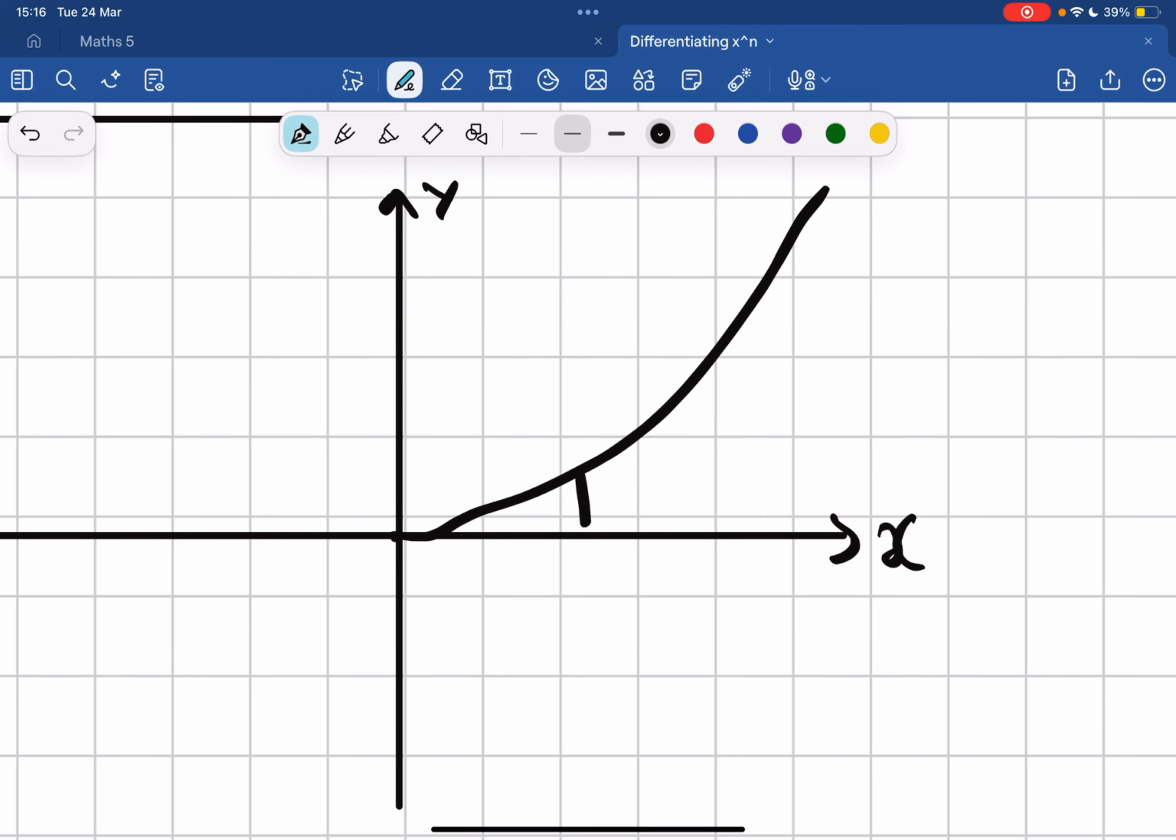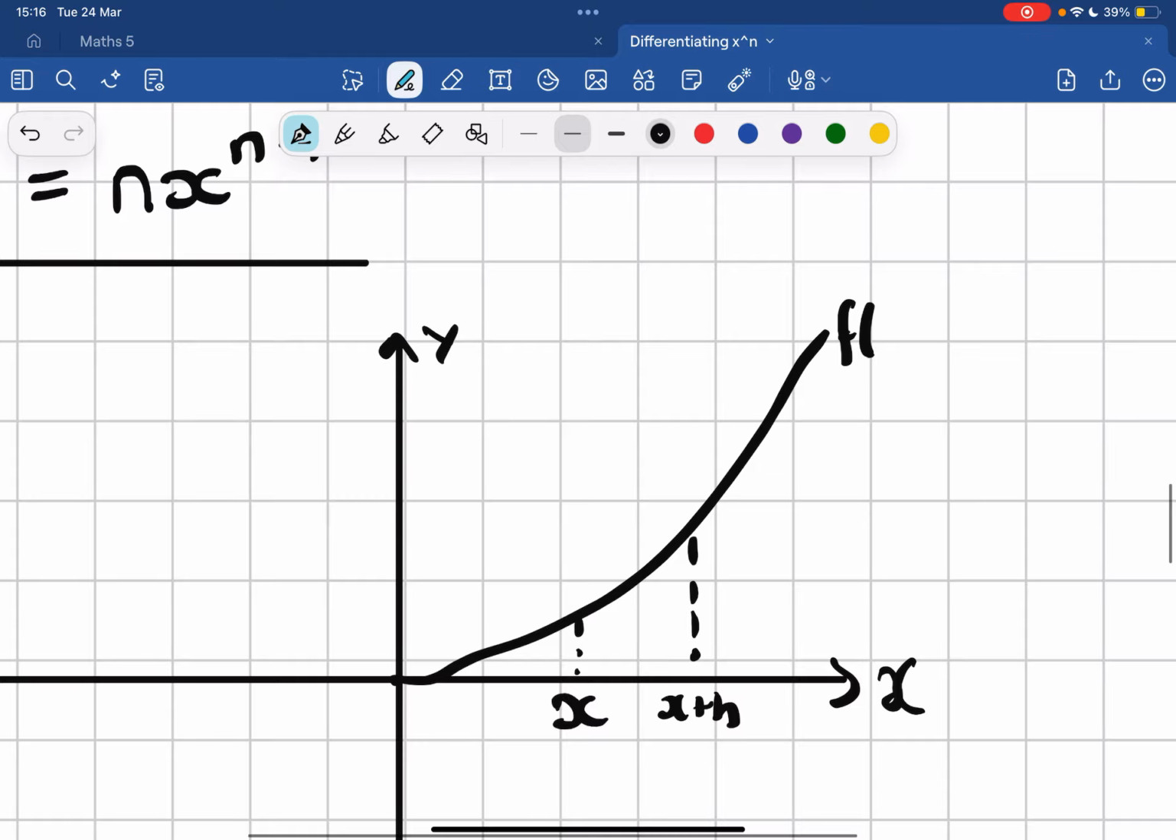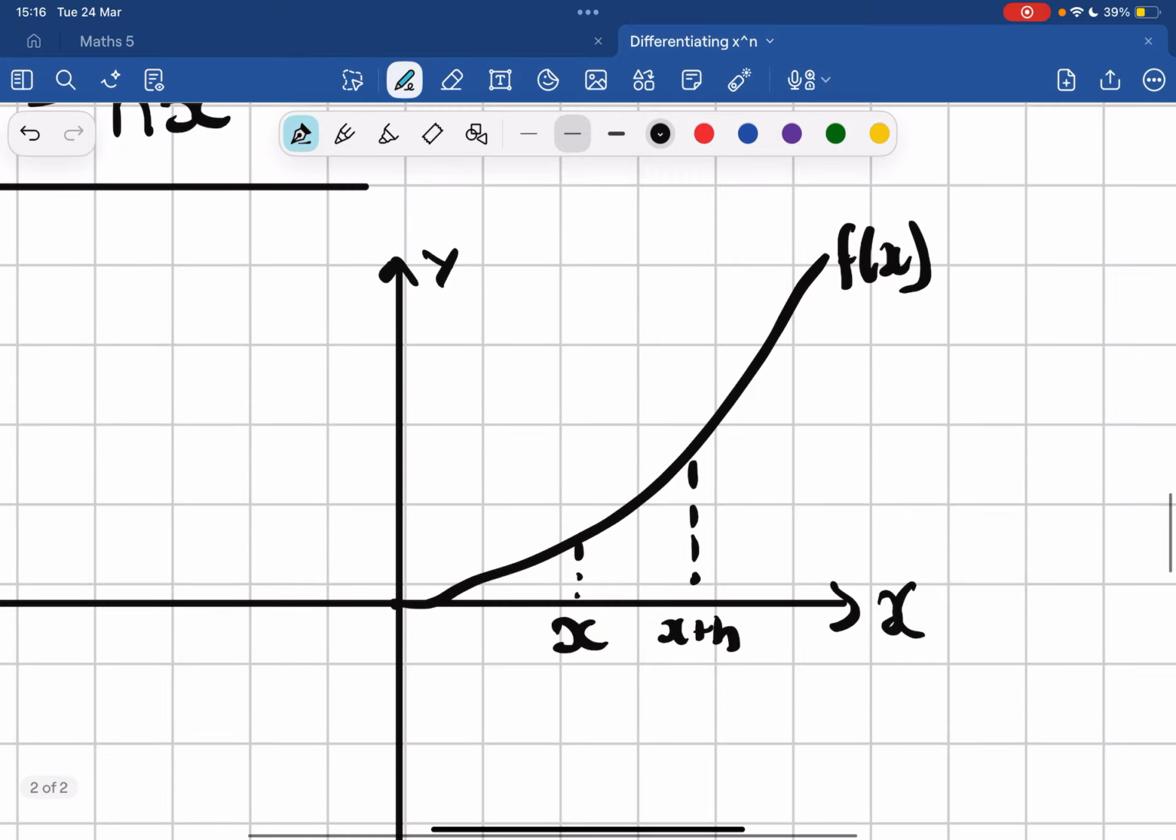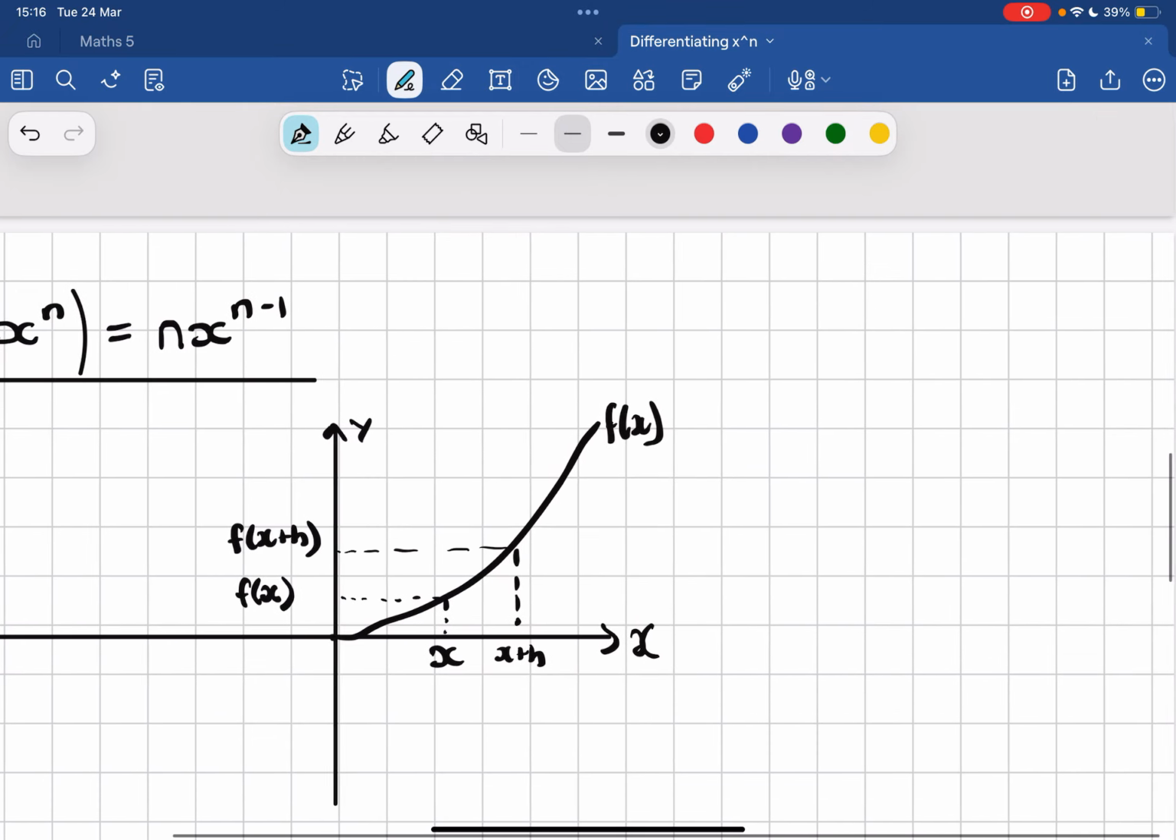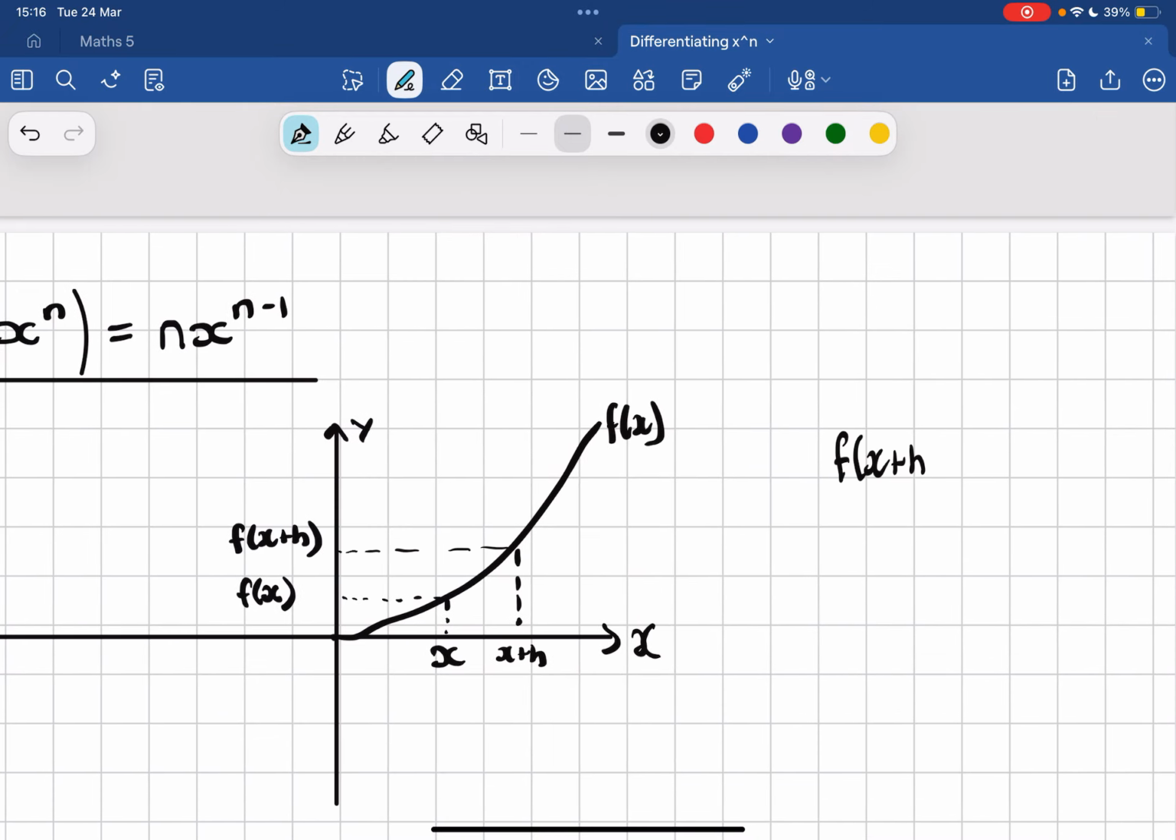Now let's take the point x and the point, let me just draw it actually, x plus h. And we're sketching f(x). This point here would be f of x, and this point here would be f of x plus h. Now f of x plus h equals x plus h to the n, and f of x just equals x to the n.